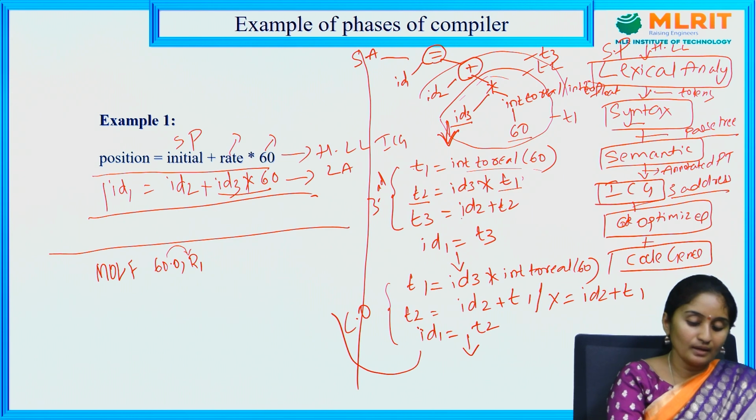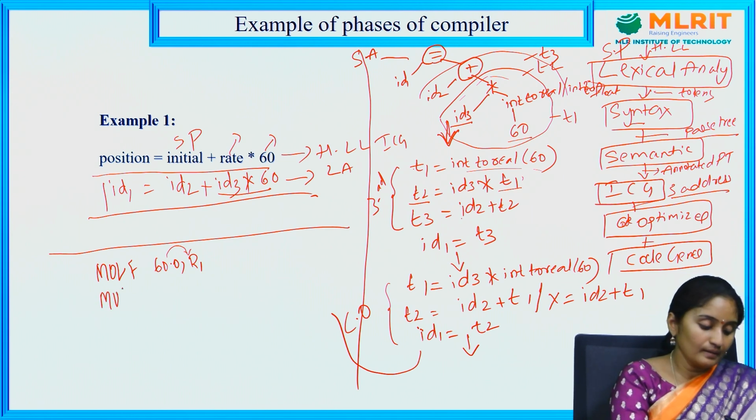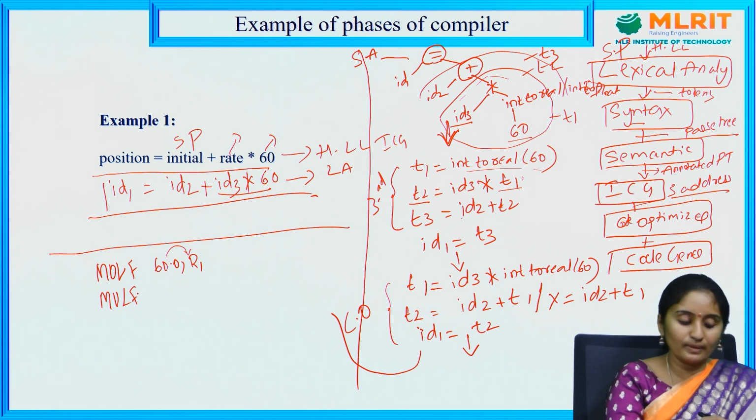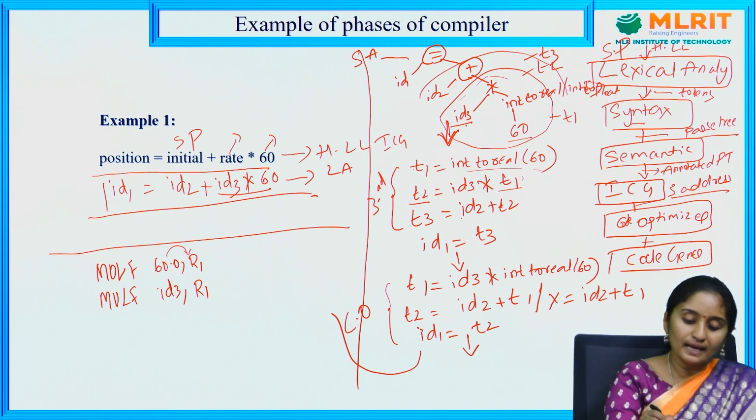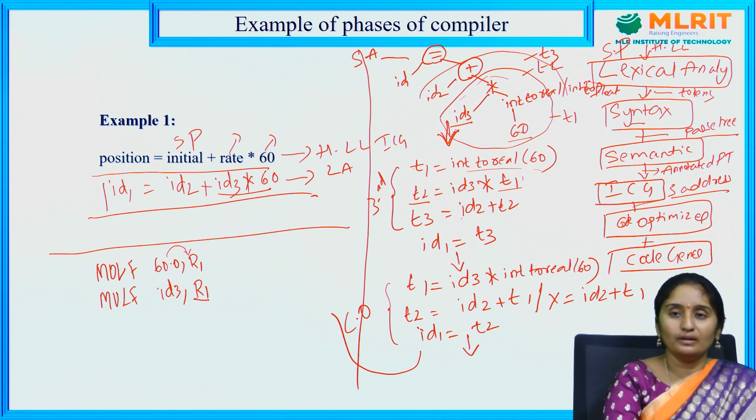That is the meaning. The next, what I am having here, multiply float value. Why? Because mul is multiply, f is nothing but float value. Here we have id3 comma R1. So it multiplies id3 into 60 and stores it in R1. So this is completed.